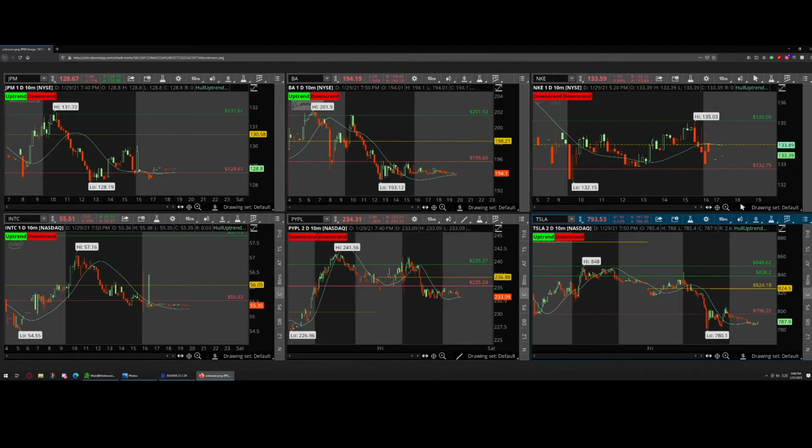Price hits target profit, you can sell out there or stay in it, and then as soon as price comes back up above that Hull, you get out.